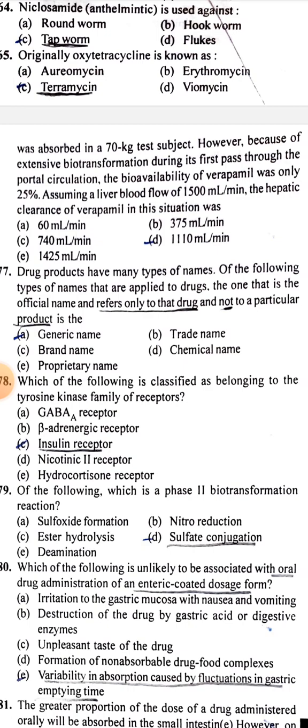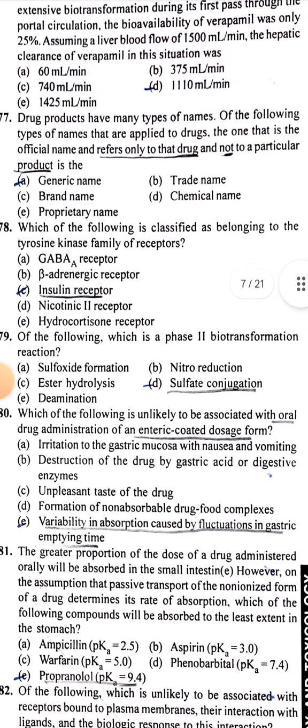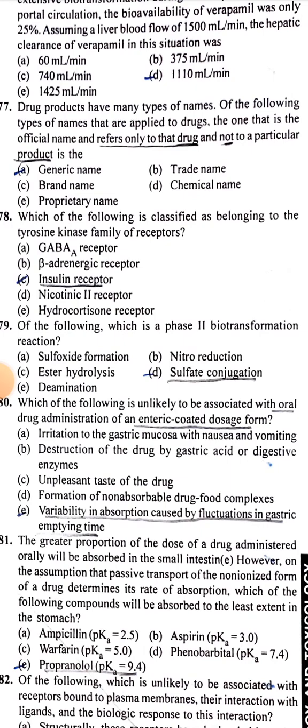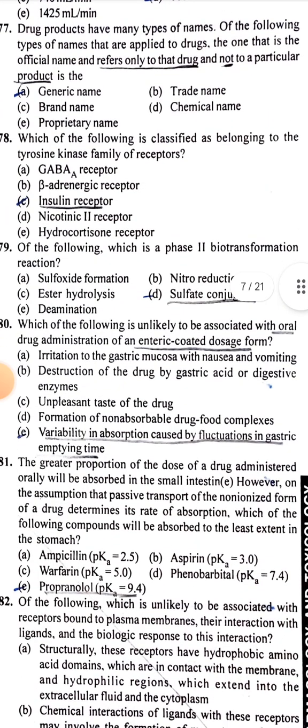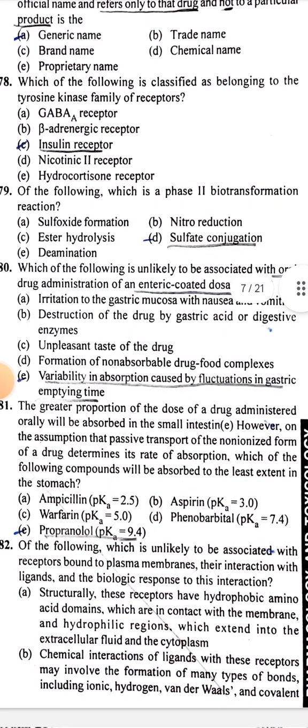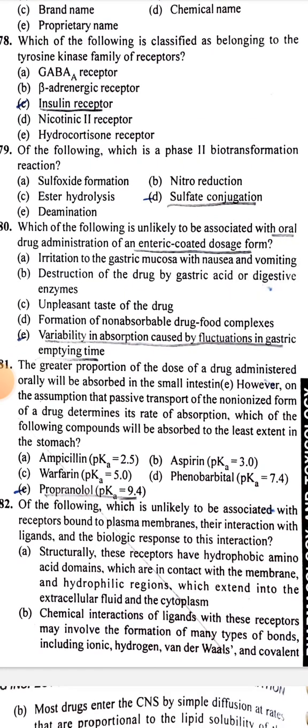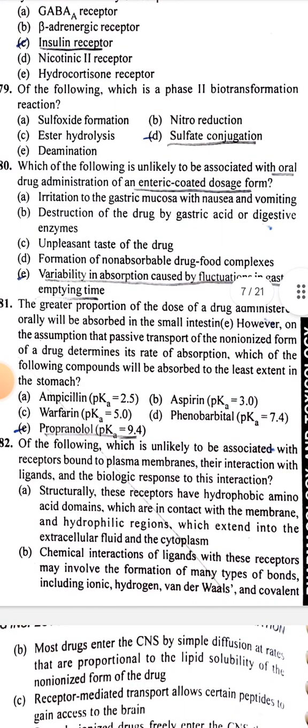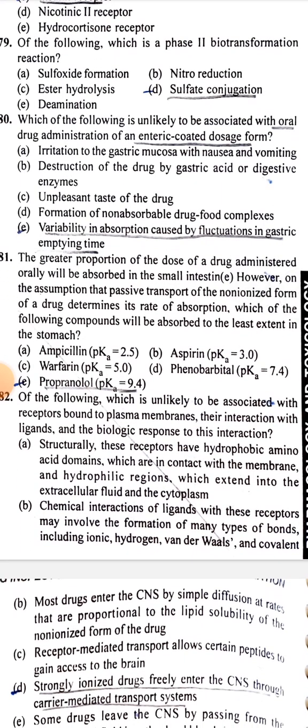Drug products have many types of names. Of the following types of names that are applied to the drugs, the one that is the official name and refers only to the drug and not to a particular product is the generic name. Which one of the following is classified as belonging to the tyrosine kinase receptor family, that is insulin receptors? Of the following, which is a phase 2 biotransformation reaction, that is sulfate conjugation? Which one of the following is unlikely to be associated with oral drug administration of an enteric coated dosage form? That is variability in absorption caused by fluctuation in gastric emptying time.